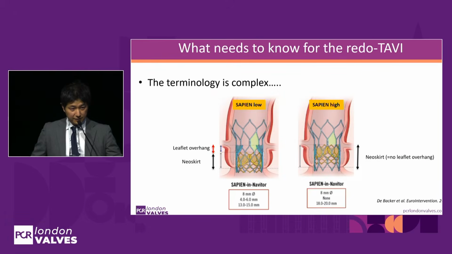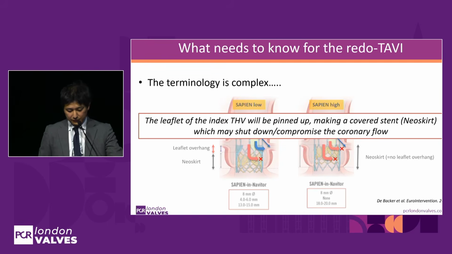Thank you. So when we talk about redo TAVI feasibility, the terminology is complex. So let's keep it simple. What will happen after the redo TAVI is that the leaflet of the index TAVI THV will be pinned up, making a covered stent or tube. We call it neoskirt, which may shut down or compromise the coronary flow.